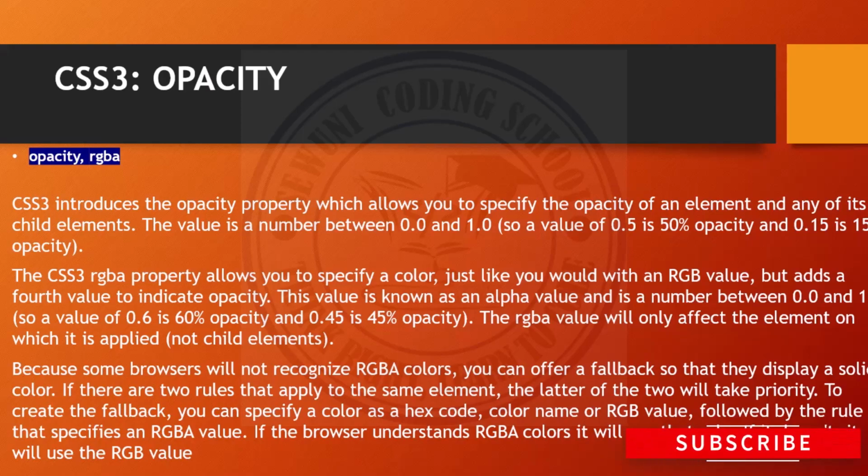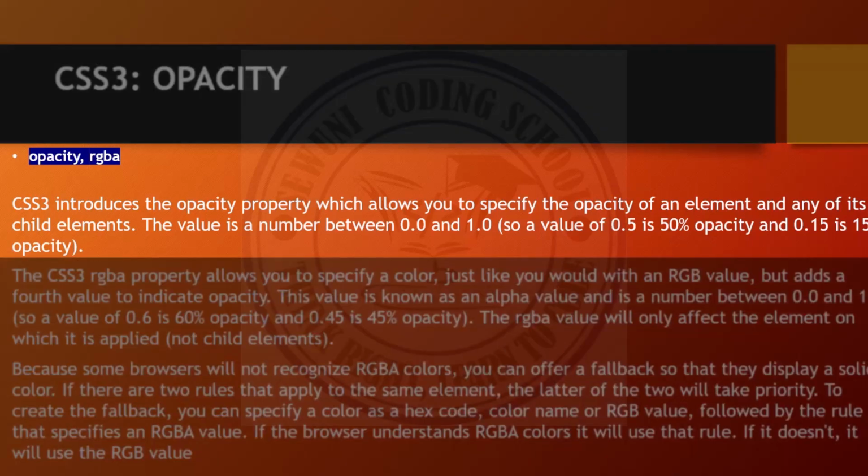CSS3 introduces the opacity property, which allows you to specify the opacity of an element and any of its child elements. The value is a number between 0.0 and 1.0. So 1.0 is the highest and 0.0 is the lowest. So you can get 0.1, which means 10% in percentages, 0.5, which is 50%, 0.45 is 45%, 0.60 is 60% opacity.